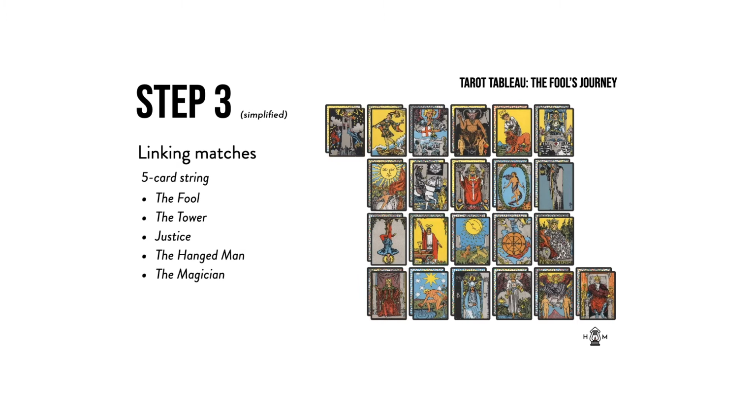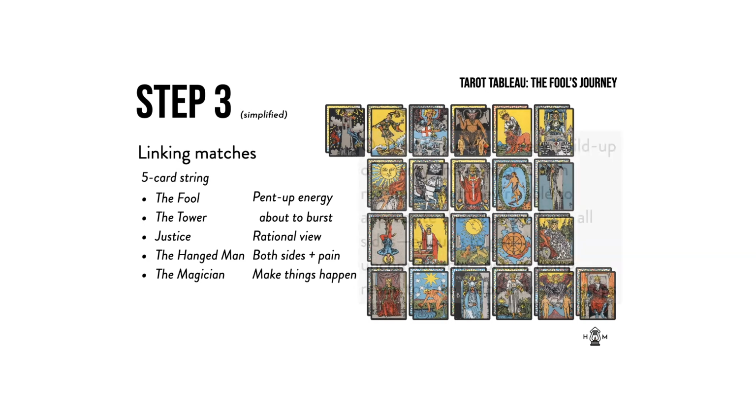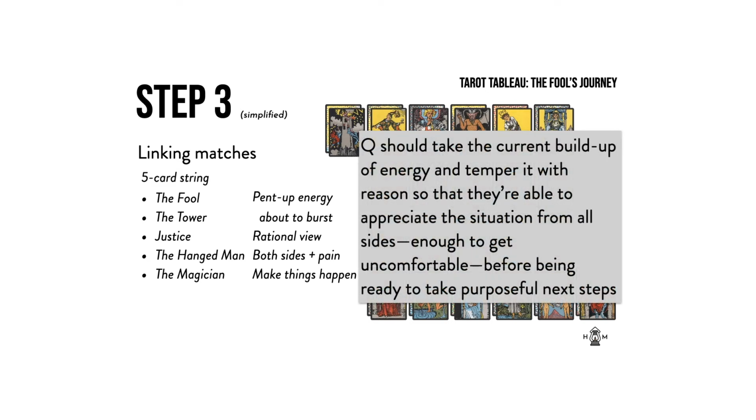The Fool is the significator for this spread, so the Fool plus the Tower makes me think of pent-up energy ready to burst free. Justice offers a balancing and rational approach. The Hanged Man is all about new perspectives born of pain or discomfort, and the Magician puts what he wants out into the universe. Together, this suggests that Q take the current buildup of energy inside of them and temper it with reason, so that they're able to appreciate the situation from all sides, enough to get uncomfortable, before being ready to take purposeful next steps in a thoughtful way.